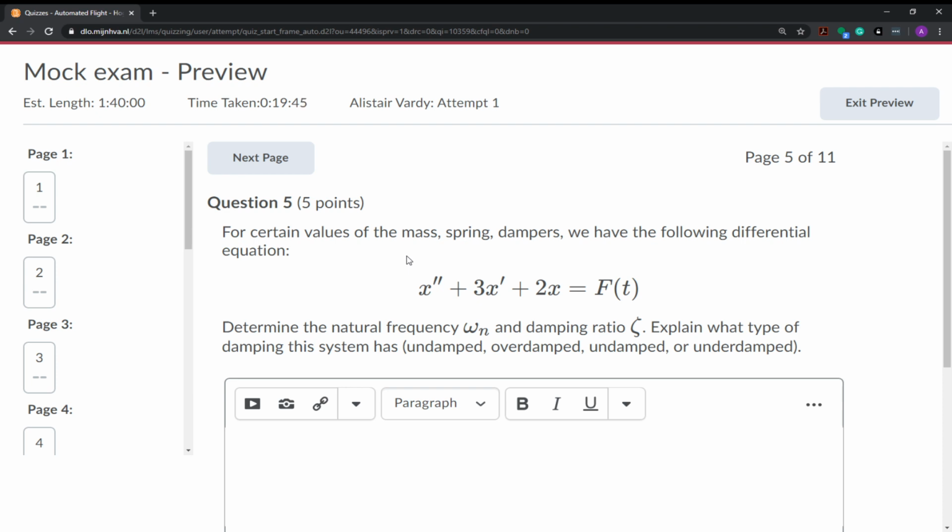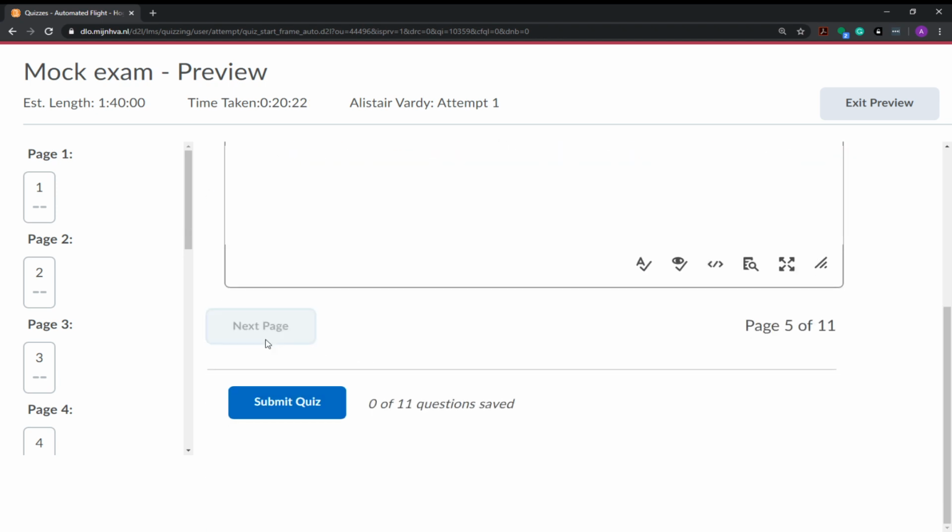Now, if we look at this, we know that zeta is larger than 1, so the system is over damped. Yes, because 3 over 2 times the square root of 2 is about 1.06, larger than 1. You can also see it differently, but we'll leave it like that. And then we have question 5.